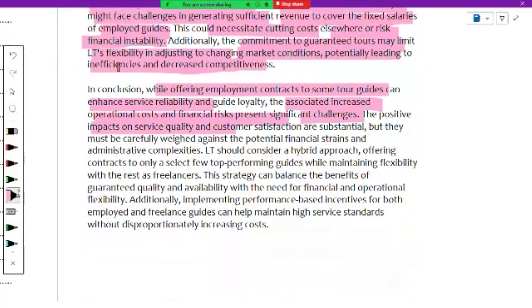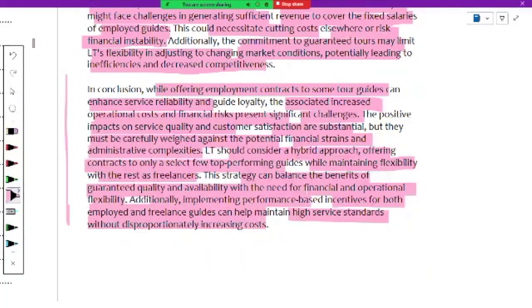The positive impacts on service quality and customer satisfaction are substantial, but they must be carefully weighed against the potential financial strains and administrative complexities. LT should consider a hybrid approach, offering contracts to only a select few top performing guides while maintaining flexibility, with the rest as freelancers. This strategy can balance the benefits of guaranteed quality and availability with the needs of financial and operational flexibility. Additionally, implementing performance-based incentives for both employed and freelance guides can help maintain high service standards without disproportionately increasing cost. So this is how I evaluated my point.